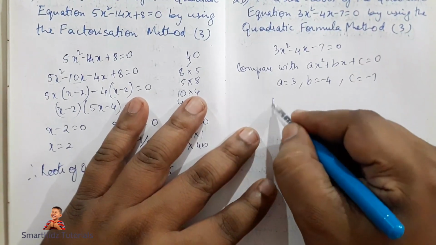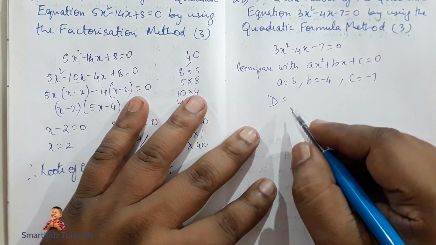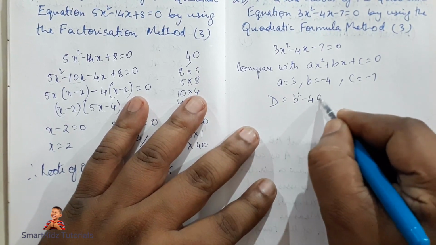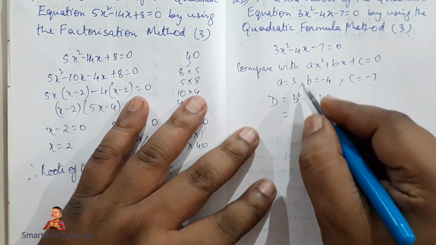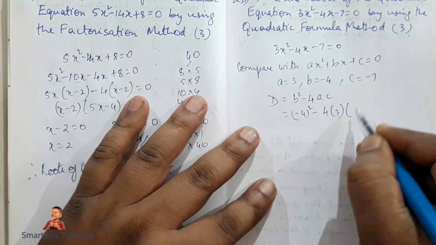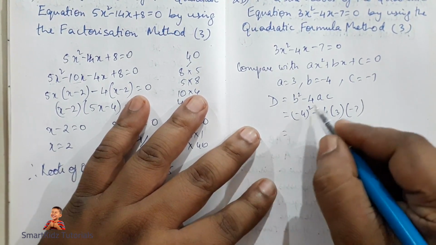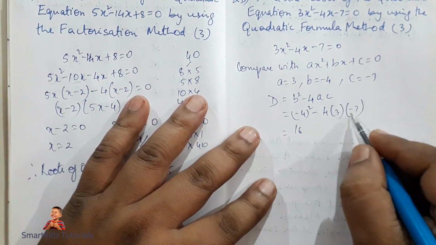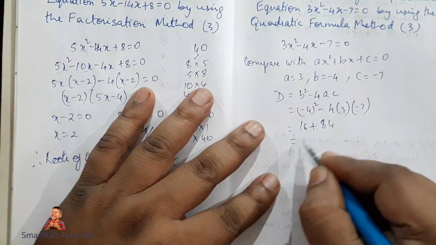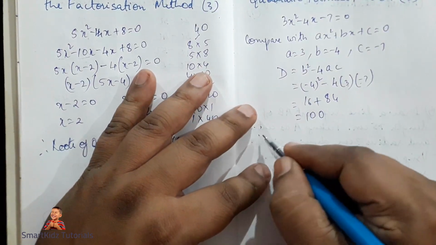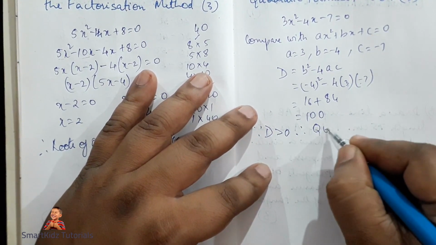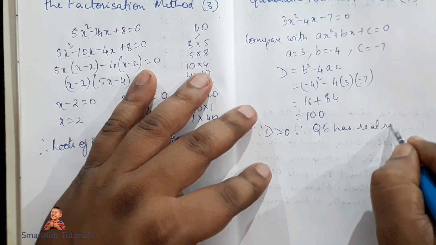First thing we need to check is whether d is equal to 0, less than 0 or greater than 0. So d equal to b square minus 4ac is the formula, and b is minus 4, so minus 4 whole square minus 4 into a, which is 3, and c, which is minus 7. Minus 4 whole square is 16, minus into minus is plus, so we'll get here 4 into 3 is 12, 12 into 7 is 84, 84 plus 16 is 100. So clearly you can say since d is greater than 0, therefore the quadratic equation has real roots.